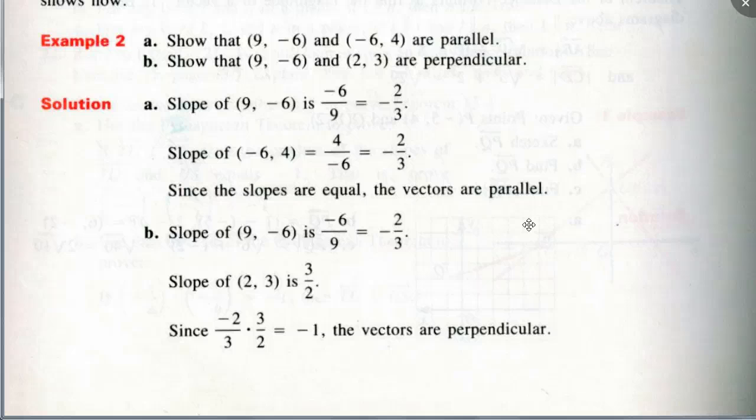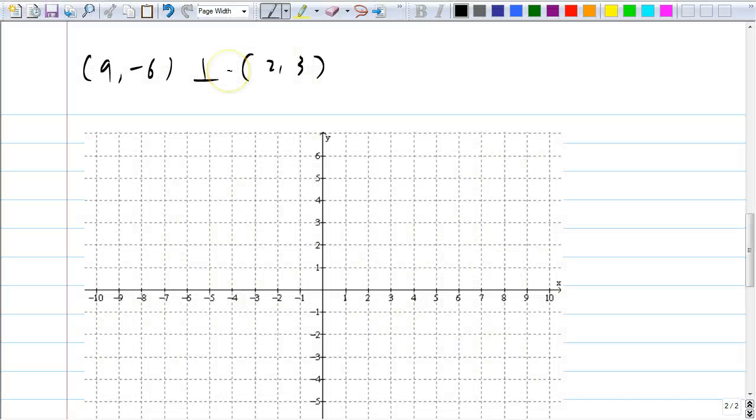Okay. All right. So take a look at the one we just did here. We had two vectors, 9, negative 6, and 2, 3, right? We knew the slope of this was negative 2/3, right? And the slope of the second vector was, what was it, 3 over 2? Now, how can you show this graphically? I want to see whether they're really perpendicular. How do I even graph the first vector?